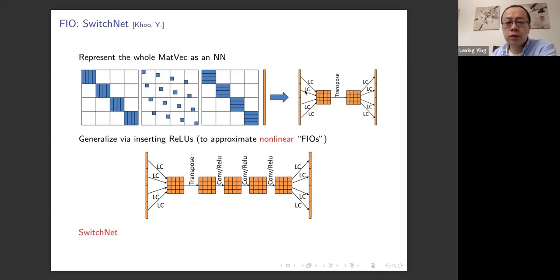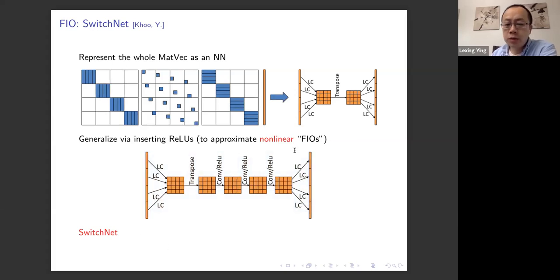So the whole thing is really a convolution and the transpose and the convolution. To make it more general, what we do is simply insert a few more extra 2D convolution operators in the middle, and also add a little ReLU. This part of the generalization is purely empirical, and it turned out to work very well in many applications. But at this point, there's no theory about the representation power of such a structure.